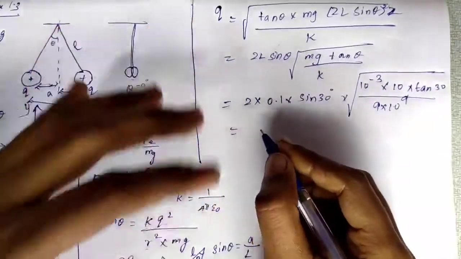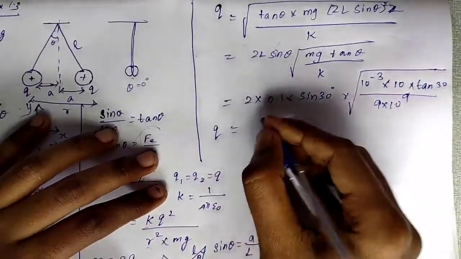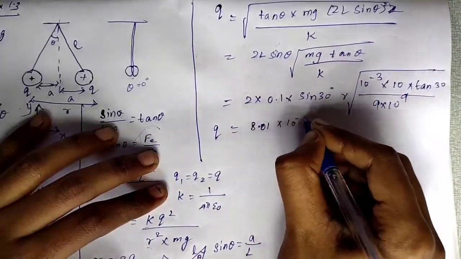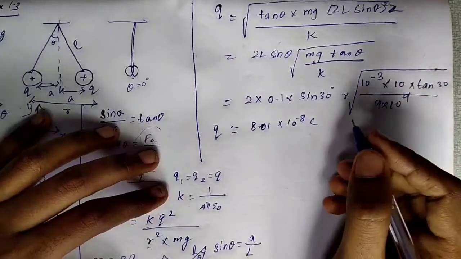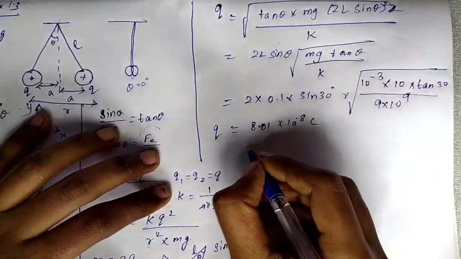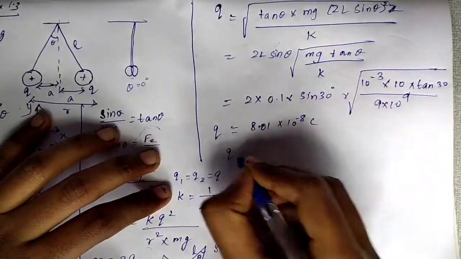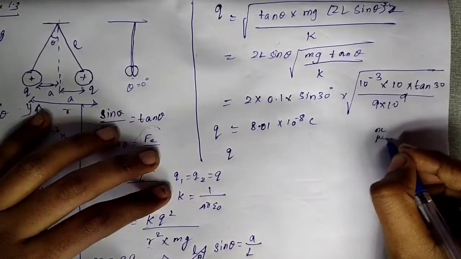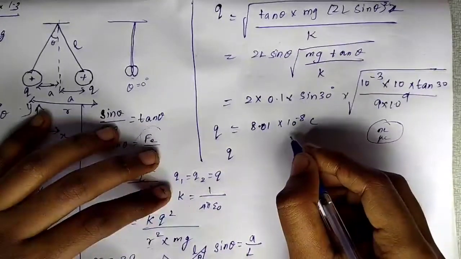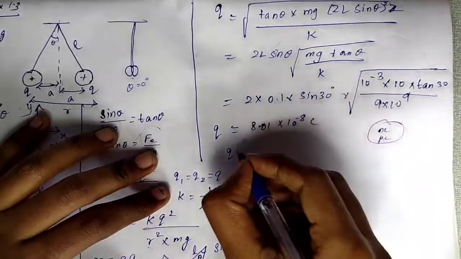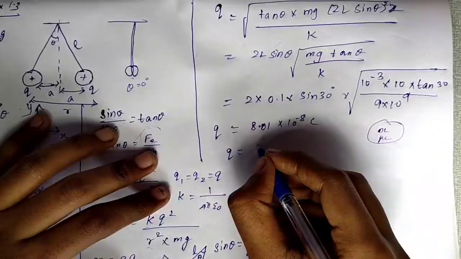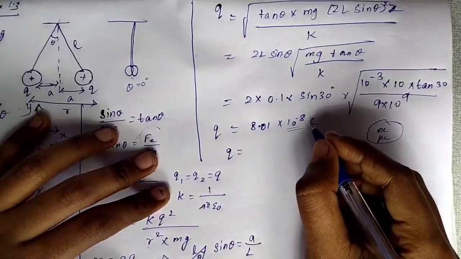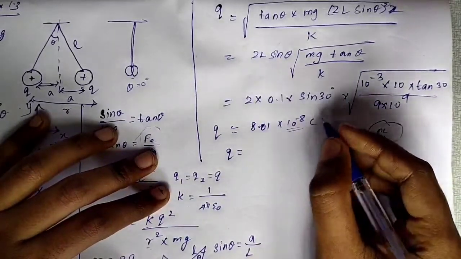By doing the mathematical manipulation, I got 8.01 into 10 power minus 8 coulomb. You can take the logarithm also. So the answer Q can be expressed in terms of nanocoulomb, microcoulomb like this. So I'm going to take Q as nanocoulomb. For nano, we should have 10 power minus 9.